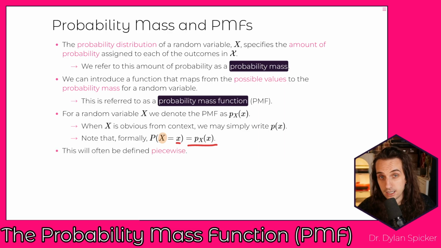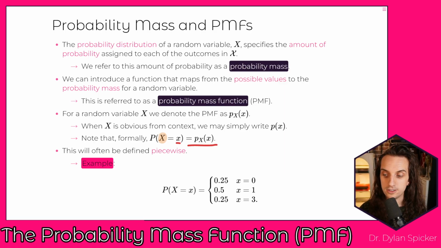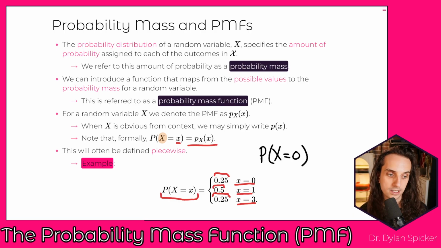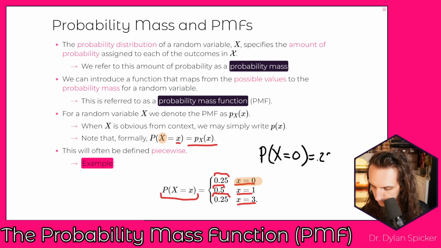Now, very often we're going to define these as piecewise functions. If you're not familiar, a piecewise function looks something like this. For example, we might say that the probability that X takes on some particular value is going to be 0.25 if that value is 0, 0.5 if that value is 1, and 0.25 if that value is 3. And so the way that this works, if we think about this as being our probability mass function for this particular random variable, then if we want to know, what's the probability that X is equal to 0? We go into our probability mass function that's written here, we look up the value of 0, and we see that's going to correspond to a value of 0.25.